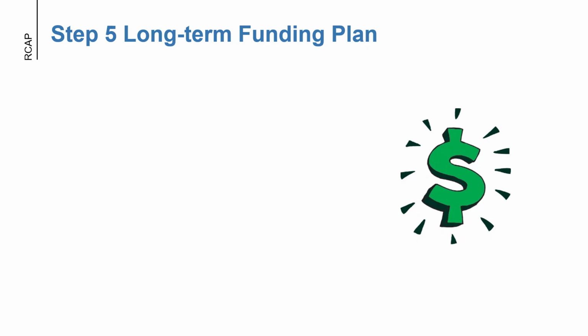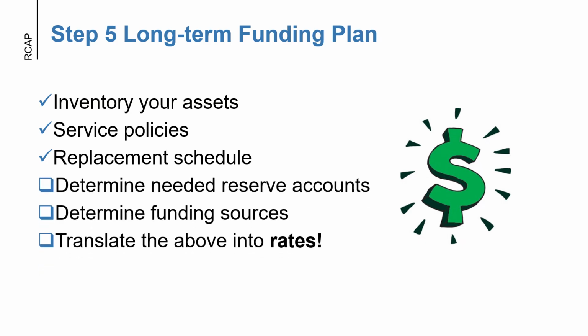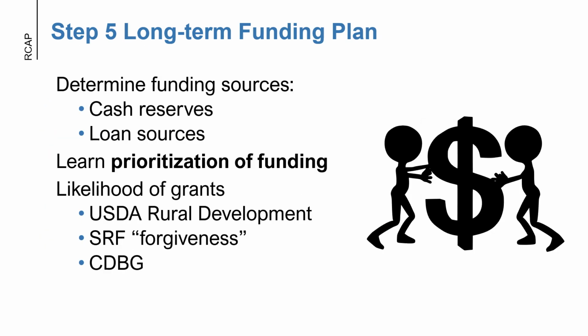So during this process, we have inventoried our assets, we have reviewed our service policies, and we've looked at replacement schedules, hopefully, and then we're ready to determine the needed reserve accounts, determine funding sources, and translate all of the above information into rates. Due to the fluctuation of available federal and state funding, it is only possible to forecast funding availability from these sources for a short period of time when budgets are known, and difficult to forecast for periods over time through which your capital improvement program extends.